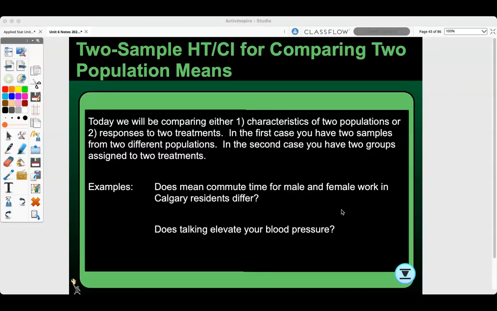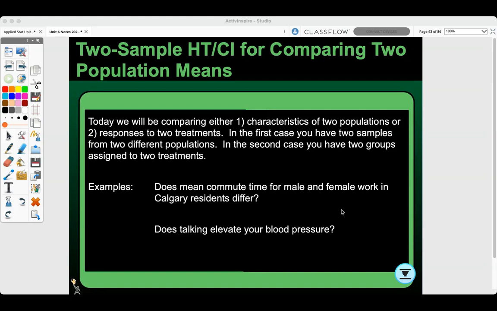Today we're going to do two-sample hypothesis tests and confidence intervals for comparing two population means. Today we will be comparing either one characteristic of two populations or two responses to two treatments. In the first case, you have two samples from two different populations. In the second case, you have two groups assigned two treatments.